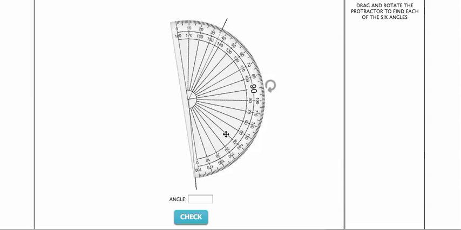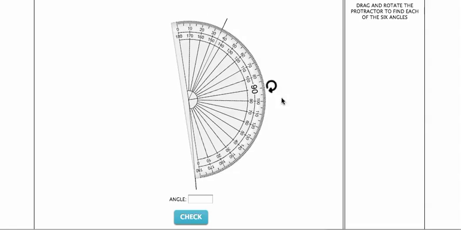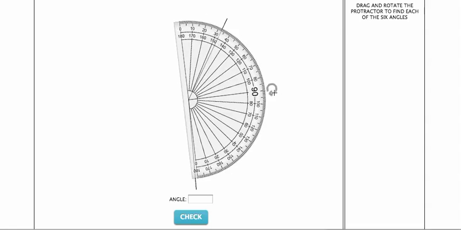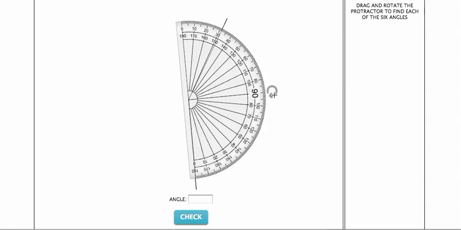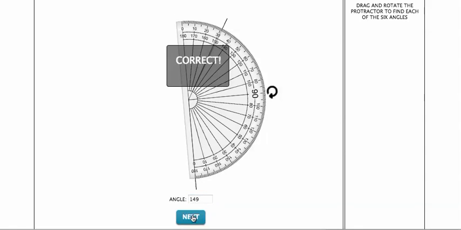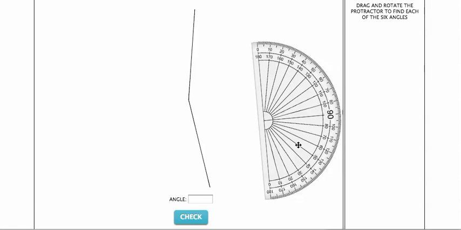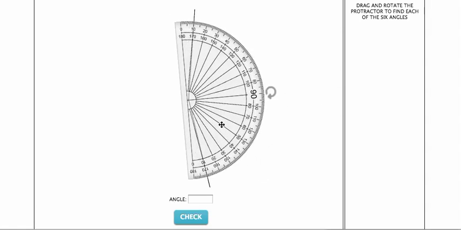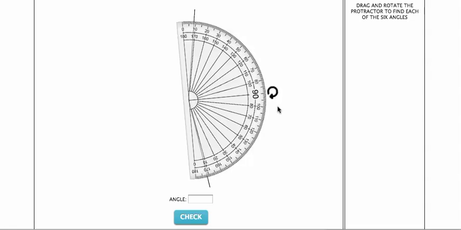Okay, so I have an even more obtuse angle now. And so I need to rotate my protractor a little bit, rotate it so it looks to be about where I want it to be, and this time it looks like it's right on 149 degrees. So I type in 149, check, and correct again. And then I click next, and now I have an even more obtuse angle. So I'll get obtuse and acute angles to come up. And then I rotate.